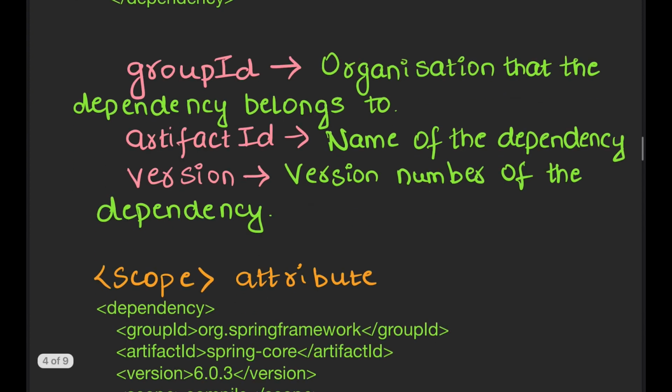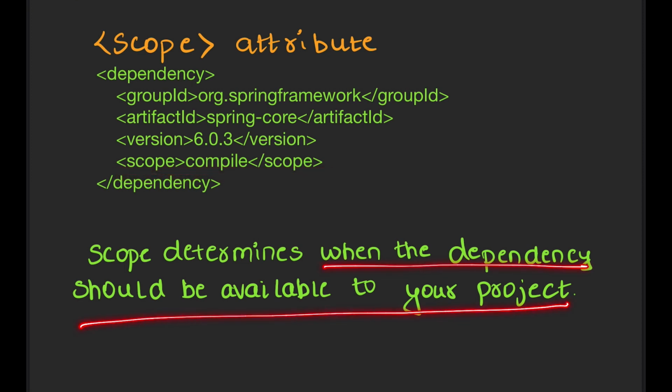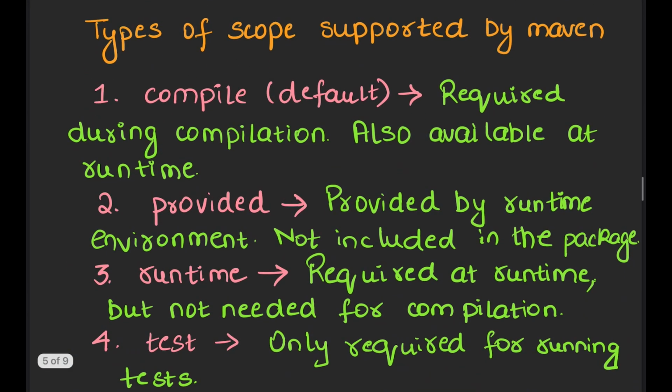Moving on to the scope attribute. Maven allows you to specify the scope of a dependency. The scope determines when the dependency is available to your project. Below are the different scopes supported by Maven. Compile, this is the default scope, and it indicates that the dependency is required to compile the project. The dependency will also be available at runtime.